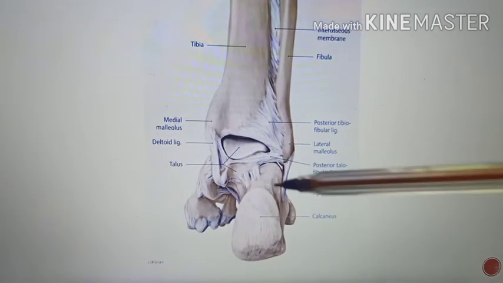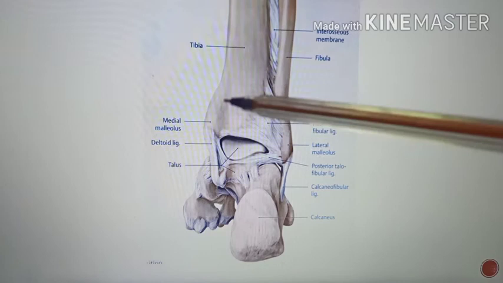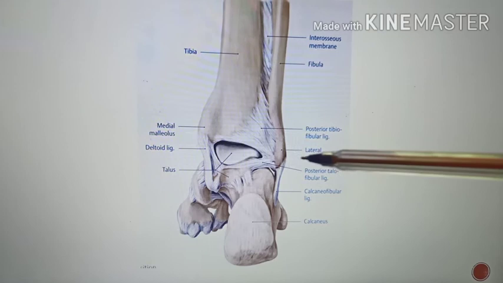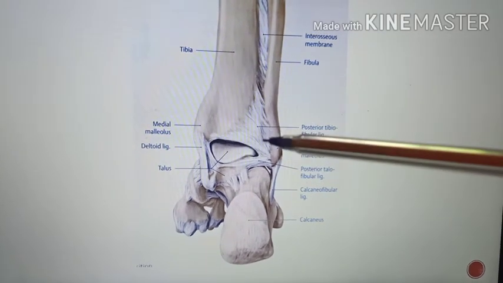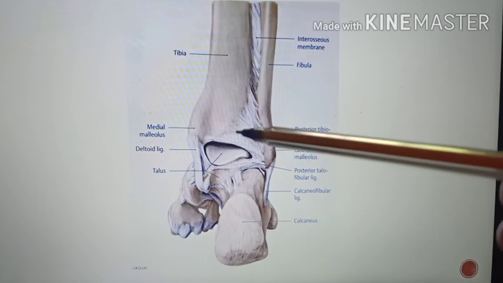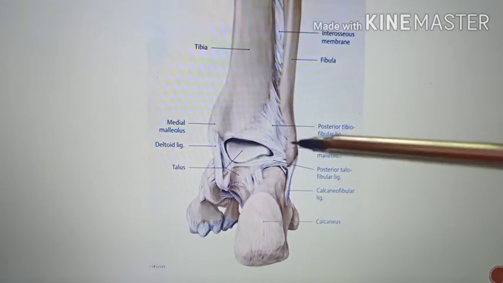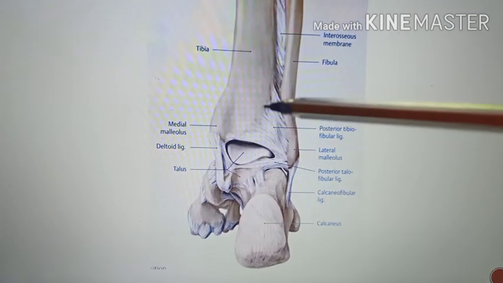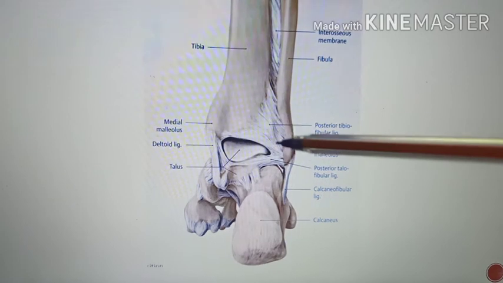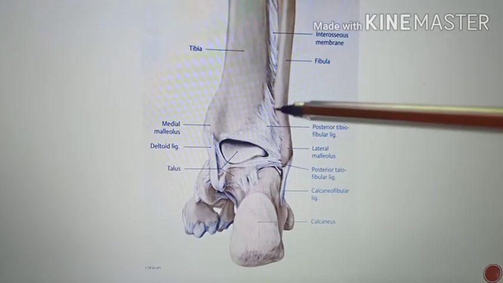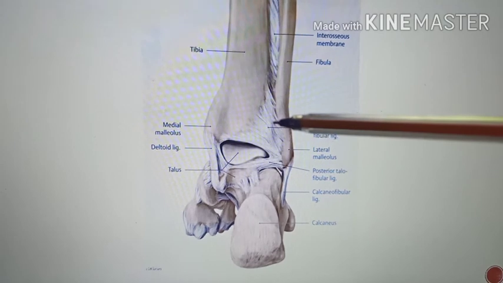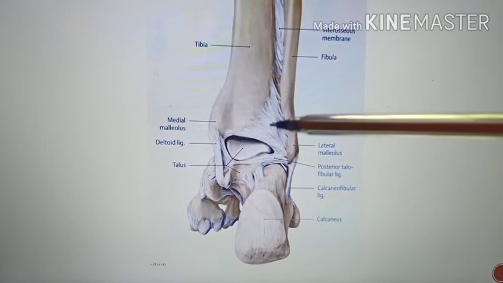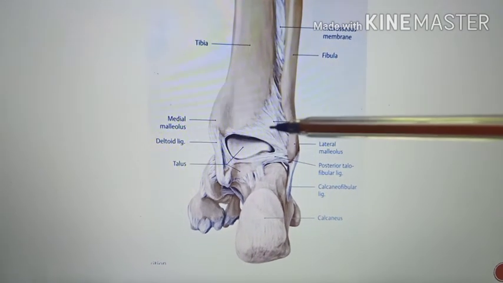Now this view is from behind, the posterior aspect of the tibia and fibula. This is the lower end, with the medial malleolus and the lateral malleolus. The ligament you are seeing here is called the posterior tibiofibular ligament. It extends downwards and laterally behind the interosseous ligament. Anterior to it will be the interosseous ligament. The posterior tibiofibular ligament is stronger compared to the anterior tibiofibular ligament.